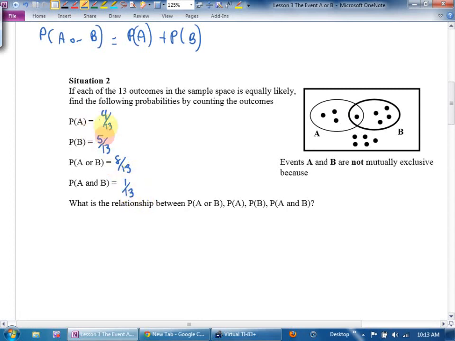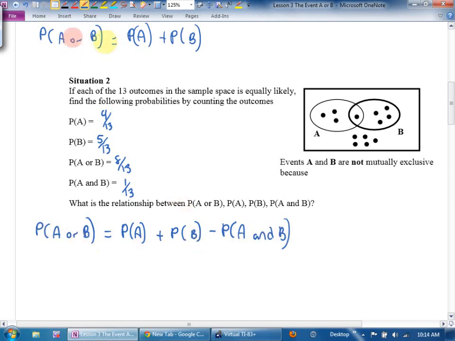Can you see any kind of relationship between these four numbers? Specifically, if I said, I'd like to come up with an equation, the probability of A or B is equal to what? Probability of A plus probability of B. That gives me 9 out of 13. I want an answer of 8 out of 13. Oh, minus the overlap, the probability of A and B. And this is the OR equation.